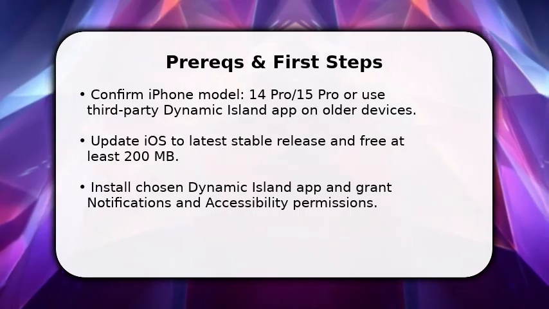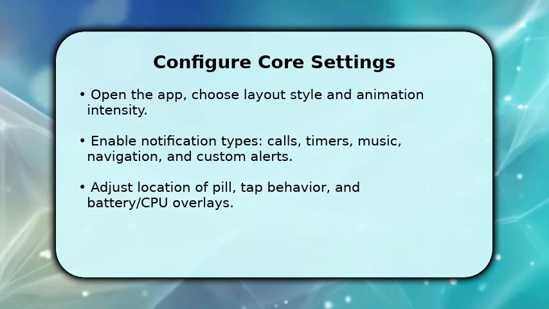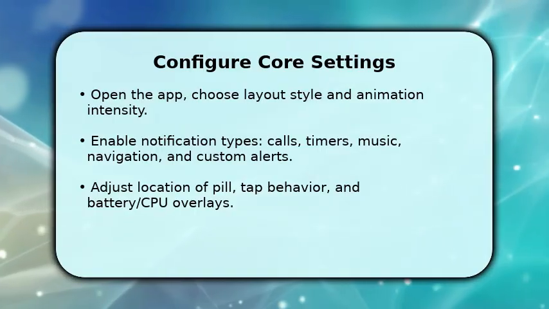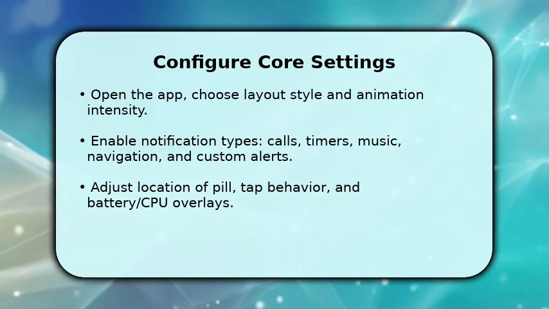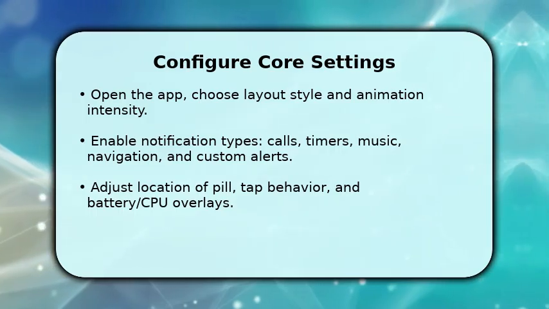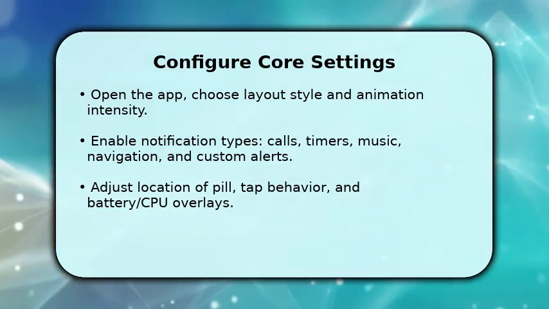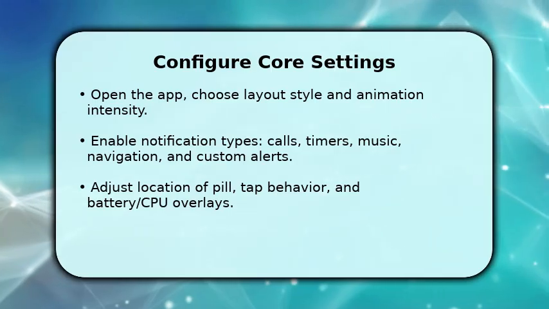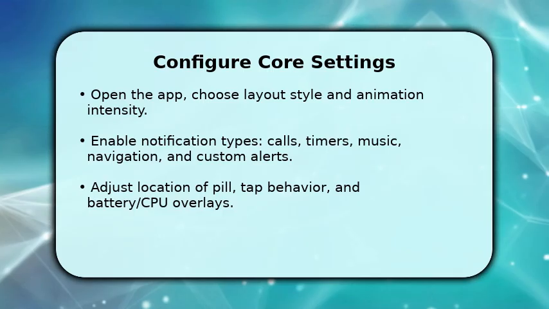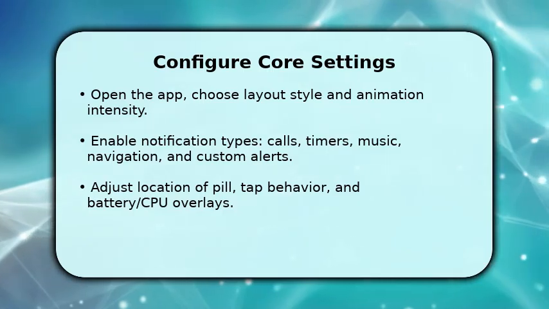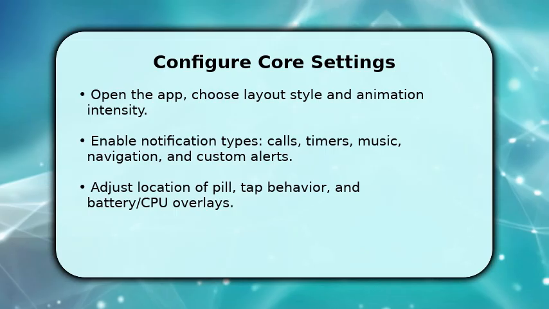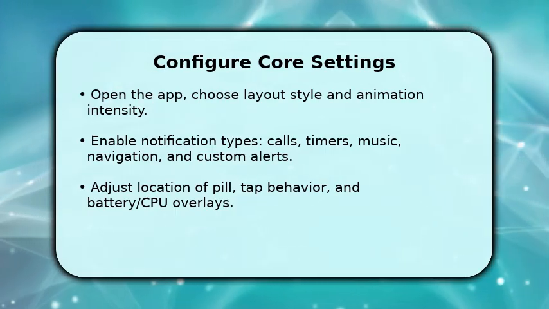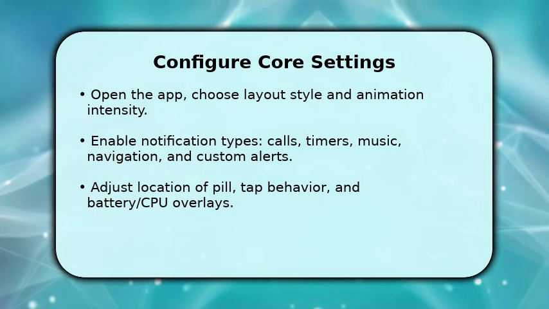You now dive into the app's core settings to shape how Dynamic Island behaves. First, pick a layout style and animation intensity so the pill matches your visual taste. Lower intensity saves battery. Then selectively enable notification types, calls, timers, music, navigation, so only useful events appear. Next, position the pill and define tap or long press actions for quick controls. Once done, test each notification type to ensure callbacks and media controls appear as expected and refine any.